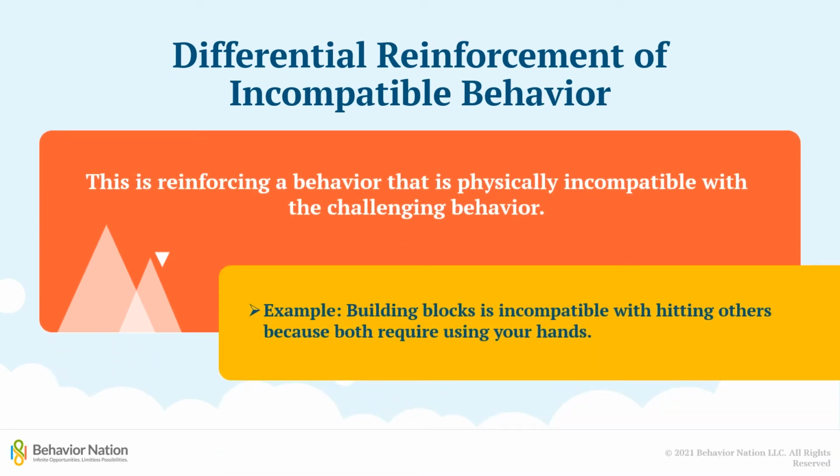Differential reinforcement of incompatible behavior means reinforcing a behavior that is physically incompatible with the challenging behavior. For example, building blocks is incompatible with hitting others because both require using your hands. So we would reinforce the individual when they are building blocks, like, "Hey, I really like how you're building blocks," instead of when they hit the individual.